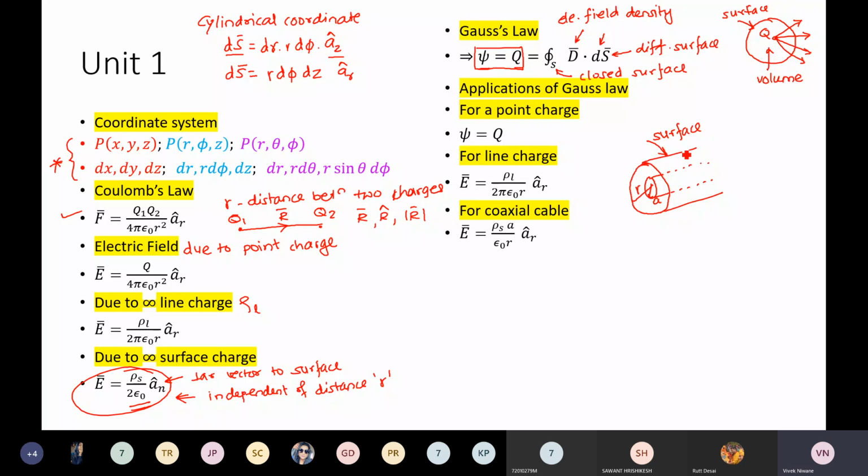ये जो बाहर वाला सरफेस है जिसकी रेडियस r है, ओके जिसकी रेडियस r है, वहां पे what is the amount of electric field intensity. This expression gives that amount of electric field intensity.